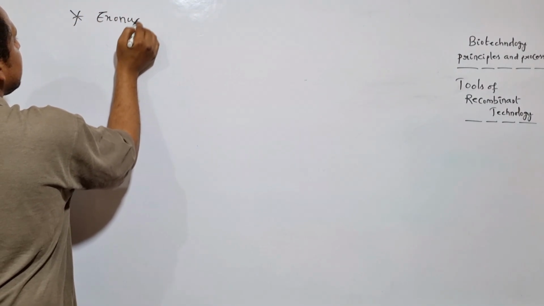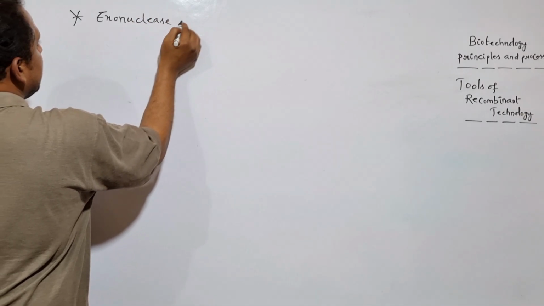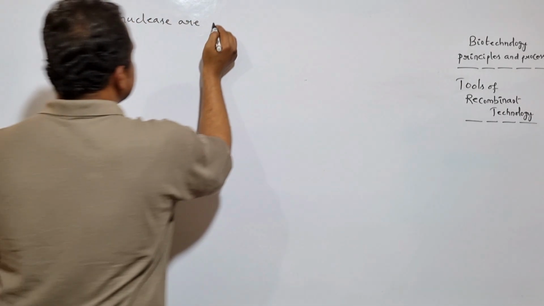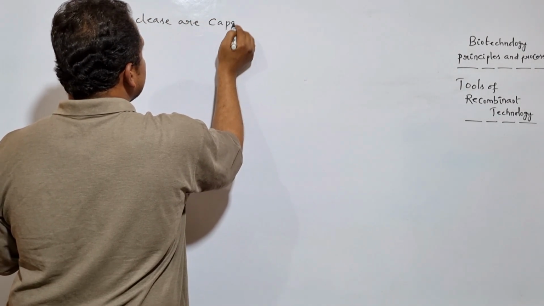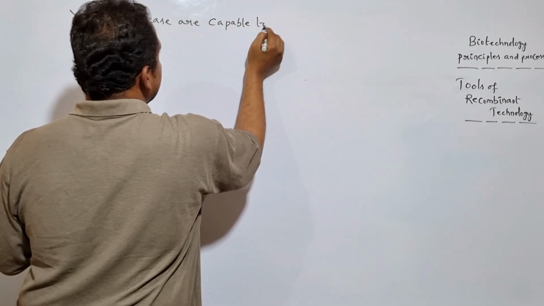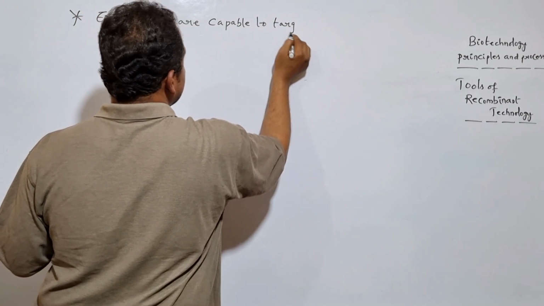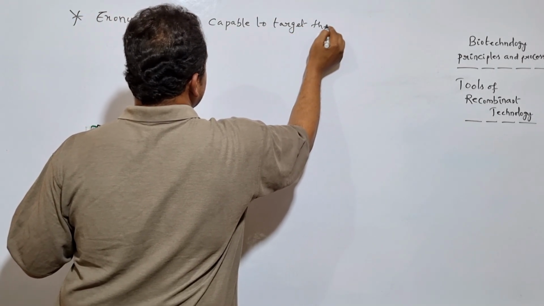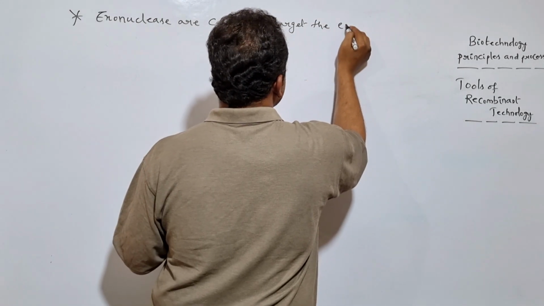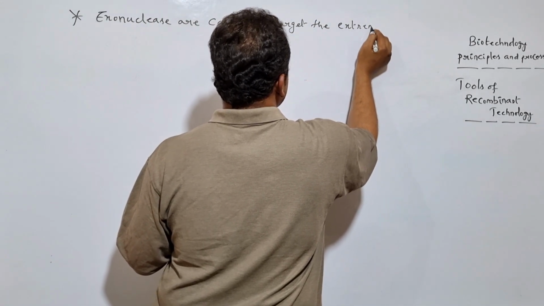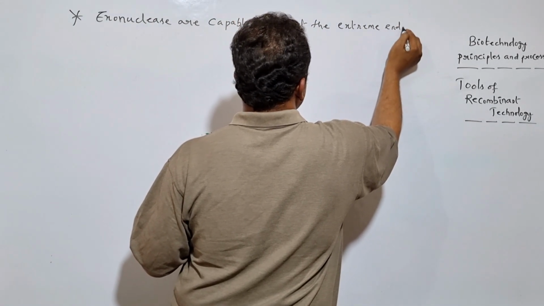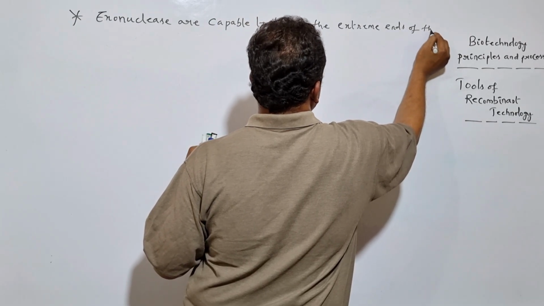Exonucleases are capable of targeting the extreme ends of the DNA sequence. Extreme ends of the DNA sequence.